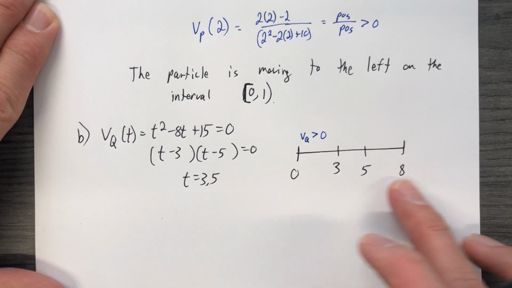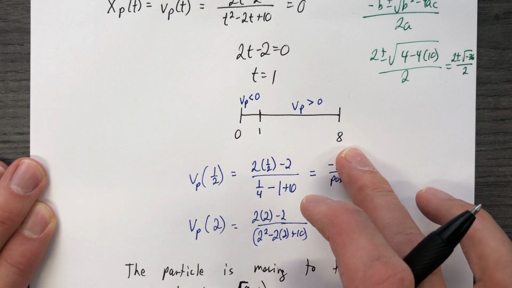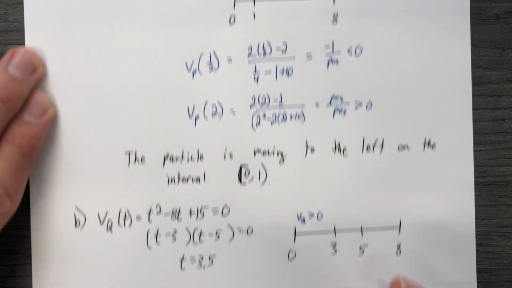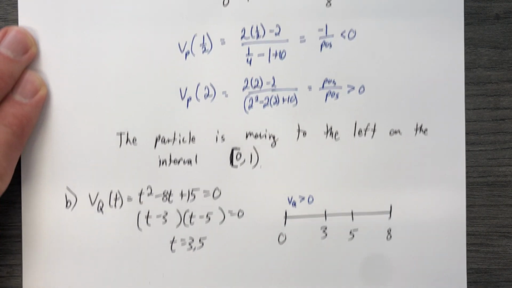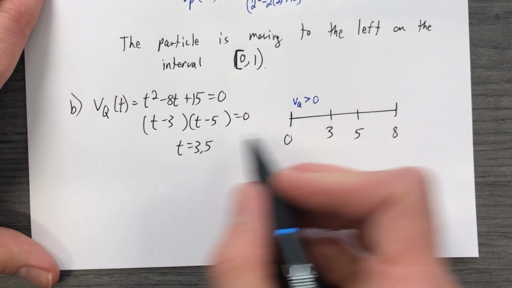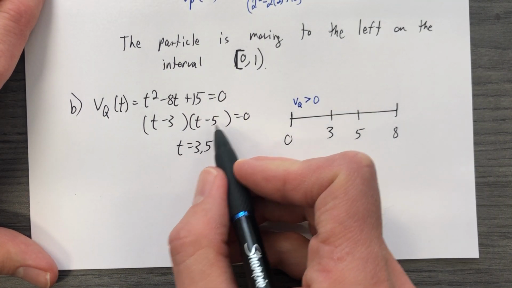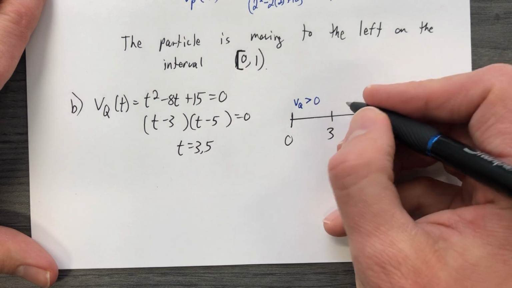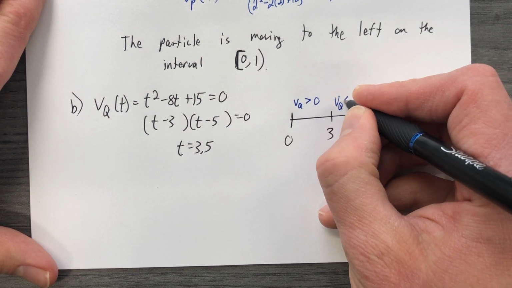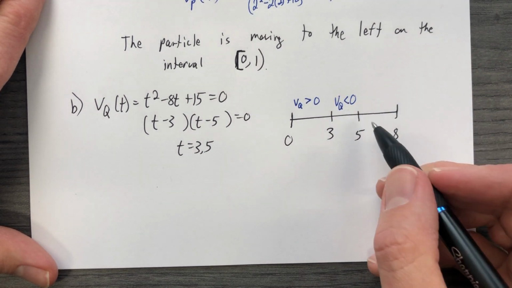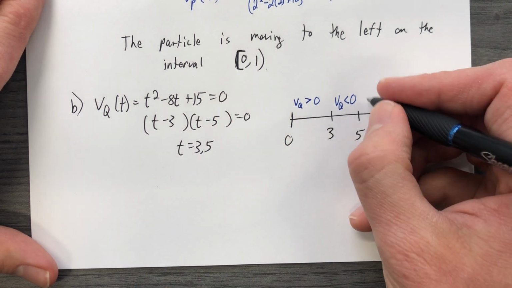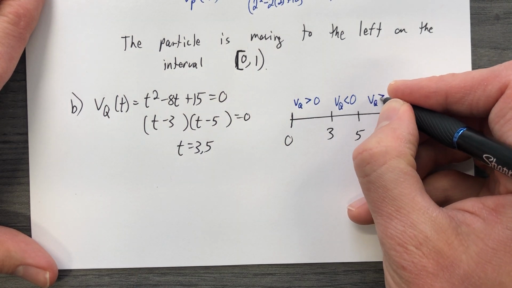I'm going to compare this number line to this number line in a minute, and I'm going to say, okay, when are they both positive? When are they both negative? That's going to help me out. Plug in a 4: 4 minus 3, 4 minus 5, so positive, negative is going to give me a negative. Velocity of Q here is negative. Plug in a number between 5 and 8, it's going to give you positive, positive. So velocity of Q here is positive.